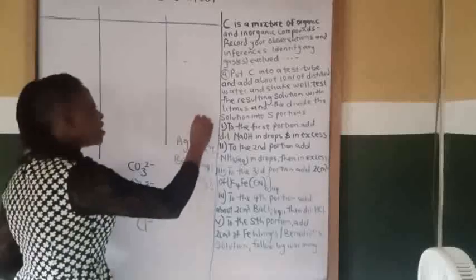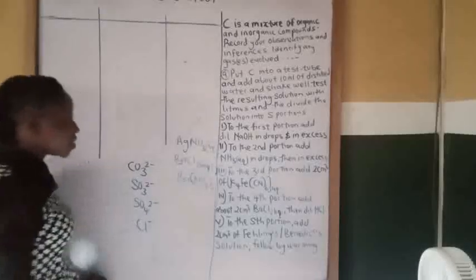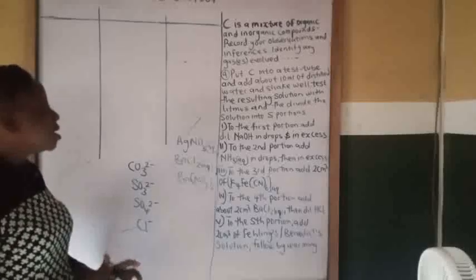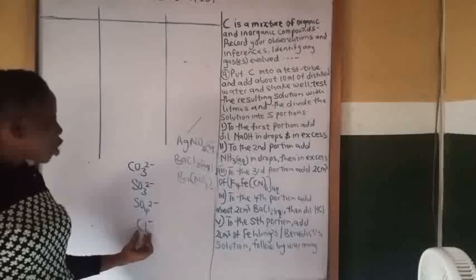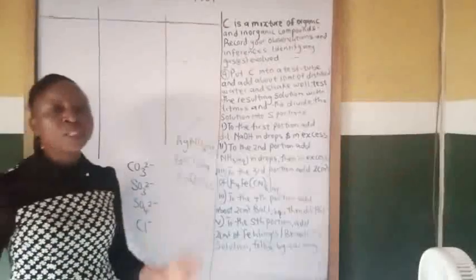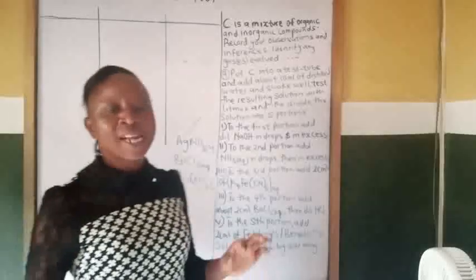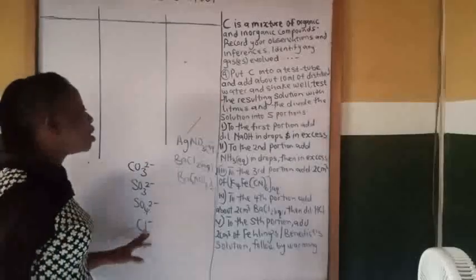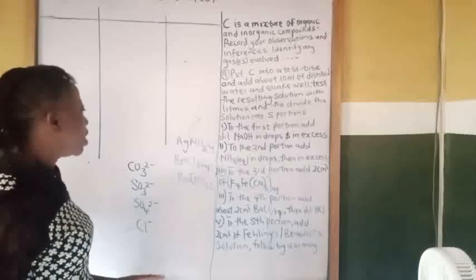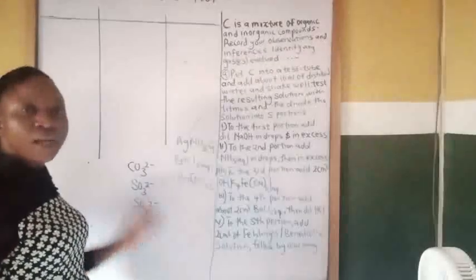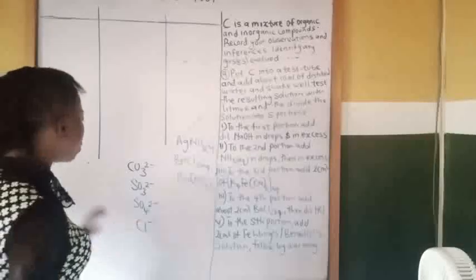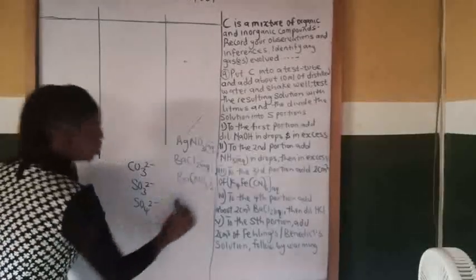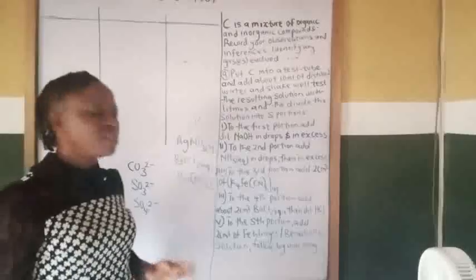Silver nitrate is always used for chloride. When you add silver nitrate to a compound of chlorine, a white precipitate will be formed. The precipitate will dissolve in dilute acid, especially HCl and HNO3. And don't forget that HNO3 is a strong oxidizing agent.